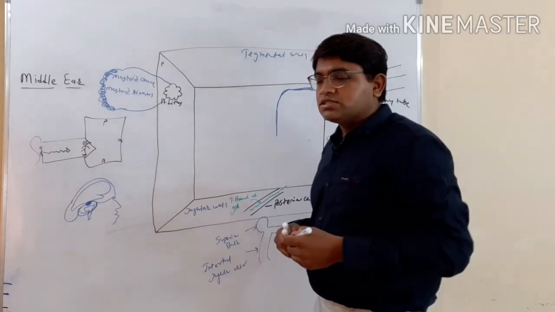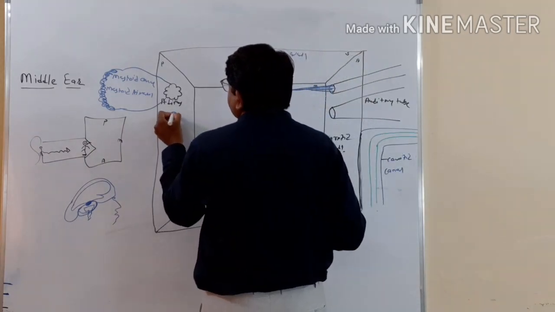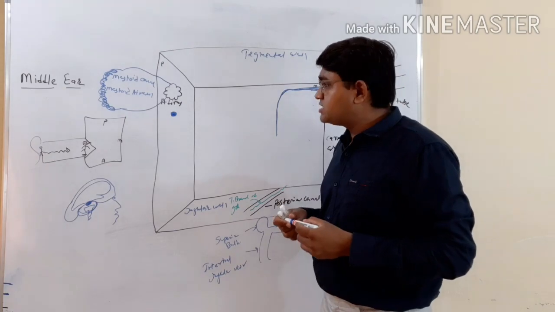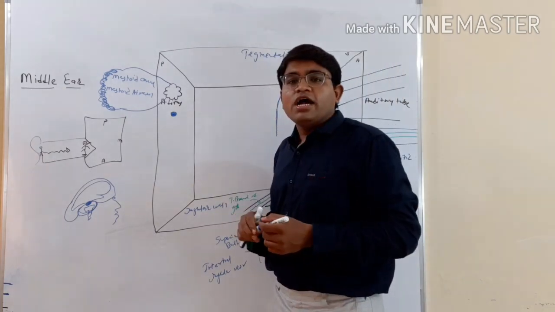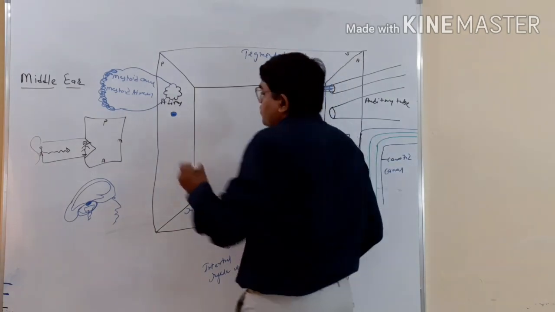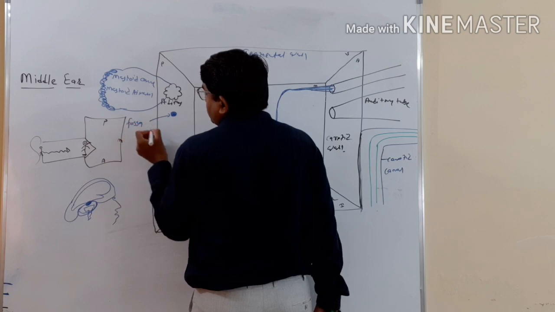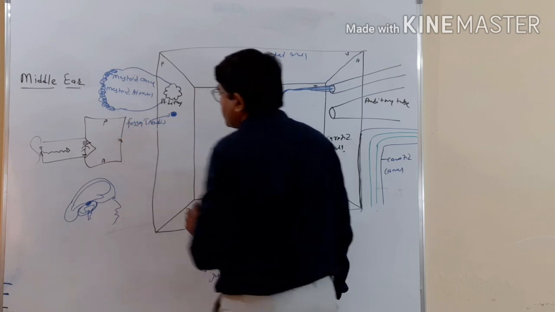Inferior to the aditus, there is one small depressed area which is lodged by the incus bone. It gives space to the incus bone. The incus bone fits into this depression, and this is known as the fossa incudis.